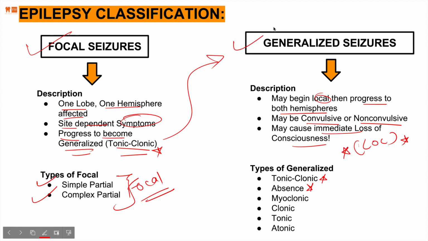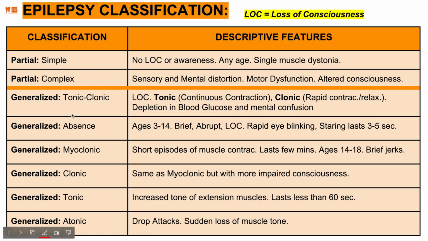So for generalized seizures, loss of consciousness is huge. Convulsive versus non-convulsive is huge. And focal has to do with either a simple partial or complex partial, and has to do with awareness, whether you have awareness or not. All right, let's classify epilepsies. Loss of consciousness is represented by LOC in this chart. We've described that before. Now, partial simple, partial complex.